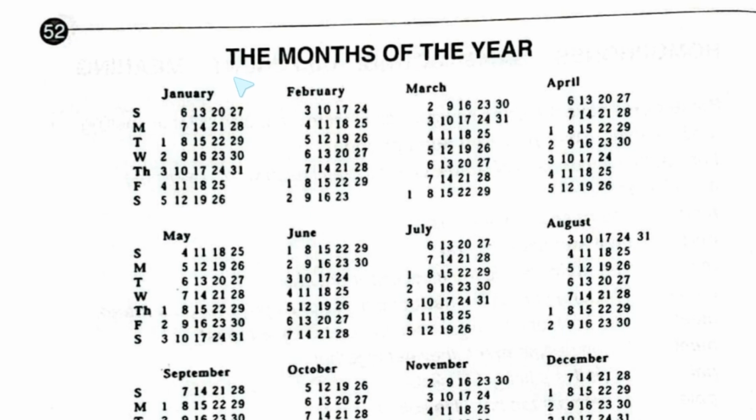Today we have finished another page. This is from Junior English Book 2, the page number is 52, and the topic is the months of the year. Bye for today.